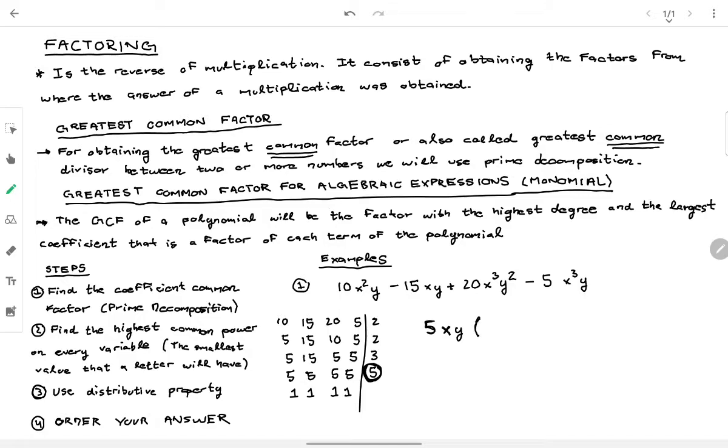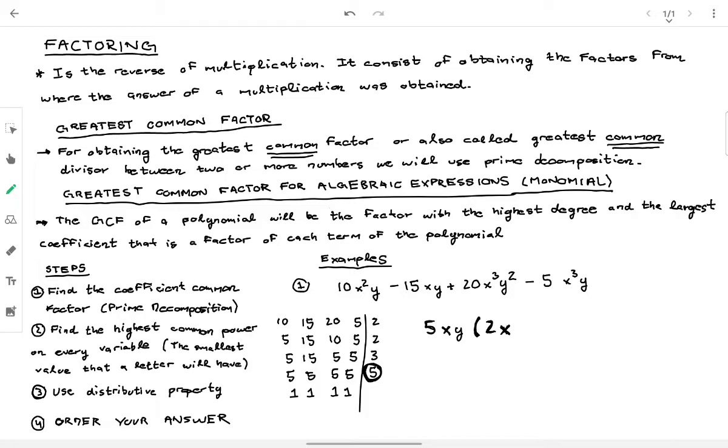So we will open a parenthesis and we will see, if we have 5xy, how I can convert it to 10x squared y. So first, of course, we need to multiply it by 2, because 5 times 2 is 10. Then xy to become x squared y, so I need to multiply it by x, because if I multiply xy by x, it will be x squared y.